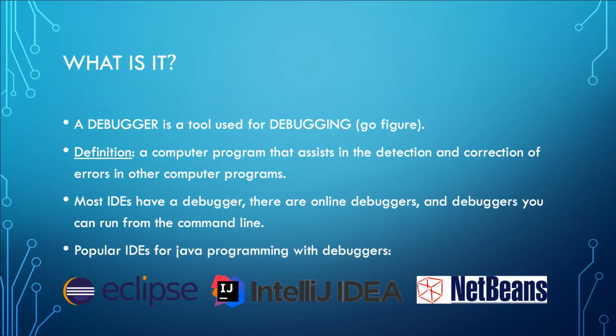Okay, so what is a debugger? A debugger is a tool used for debugging. Haha. It's a computer program that assists in the detection and correction of errors in other computer programs. All popular IDEs have debuggers.